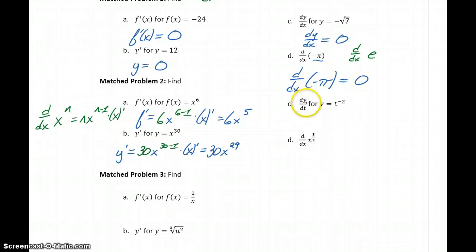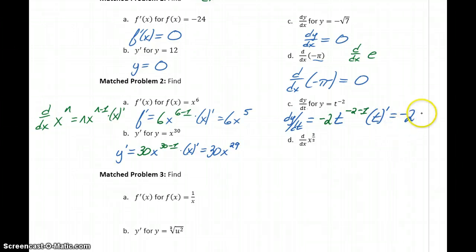In part C, we want the derivative of this expression y with respect to t. In this case, nothing really changes here. We're just swapping out letters. Instead of this function having x as the independent variable, now t is the independent variable. So we want to take the derivative with respect to t. So dy over dt is going to equal negative 2 times t raised to the negative 2 minus 1 times the derivative of t.